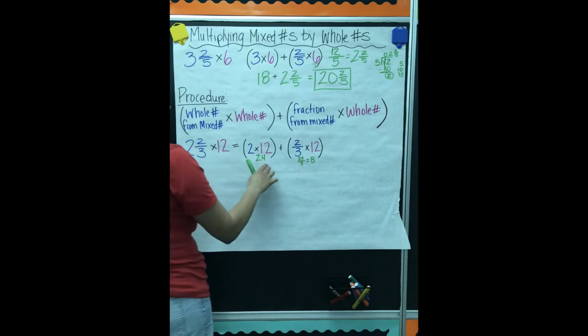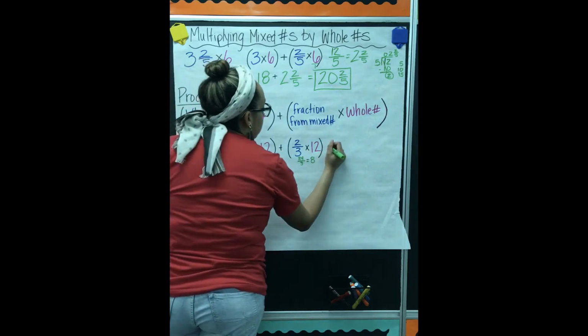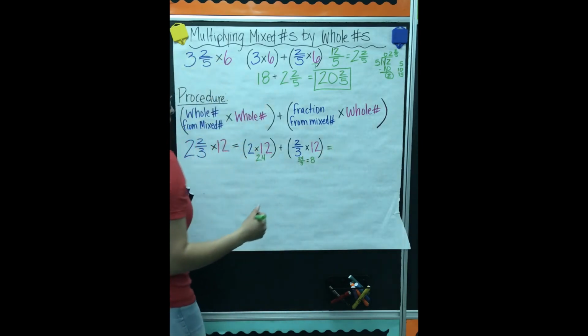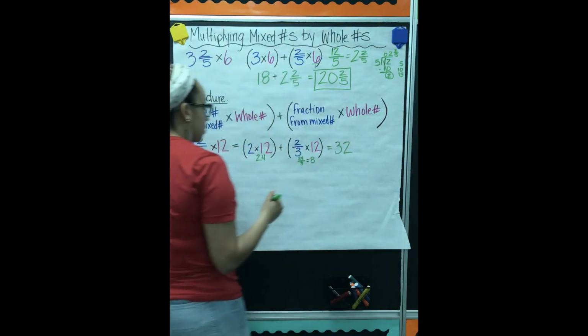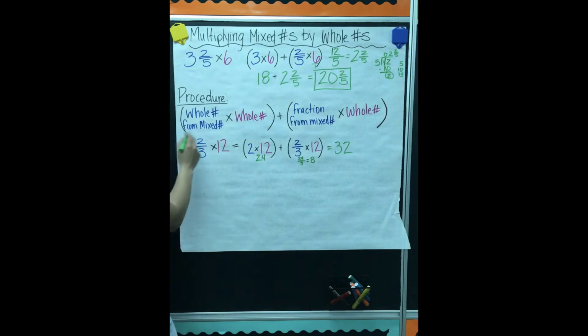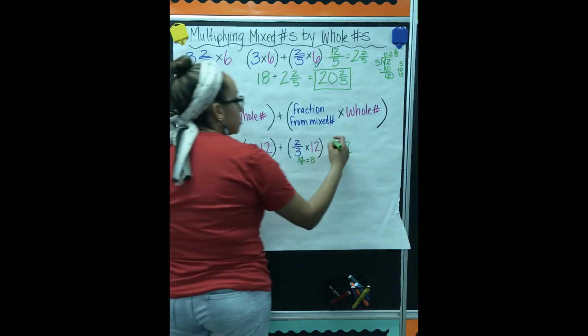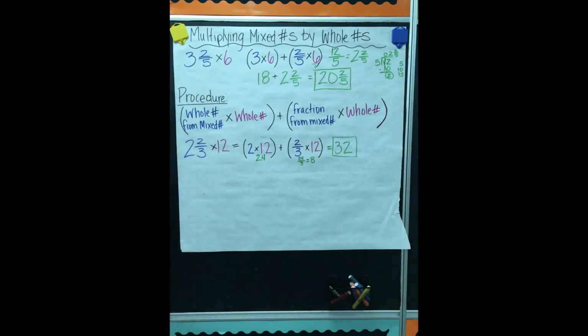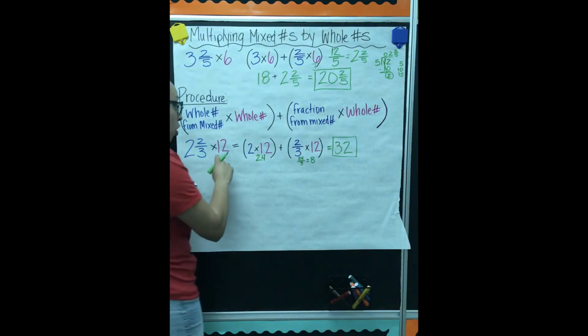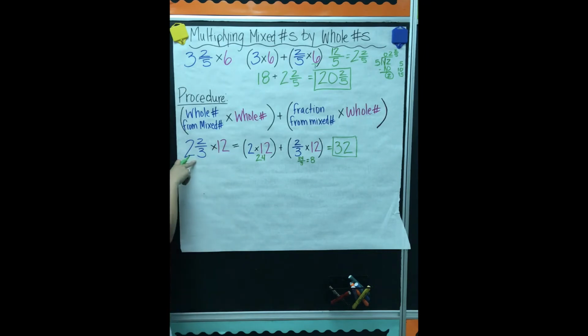Now we add 24 plus 8. What is 24 plus 8? It equals 32. So 2 2/3 times 12 equals 32. Our answer is what kind of number? A whole number. And the reason why it's a whole number is because our denominator goes into the whole number it's multiplying by evenly, not the whole number it's attached to.